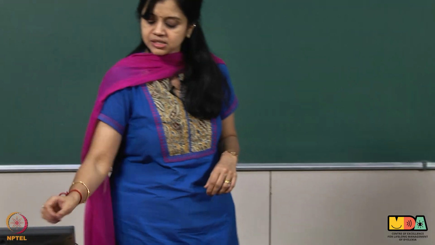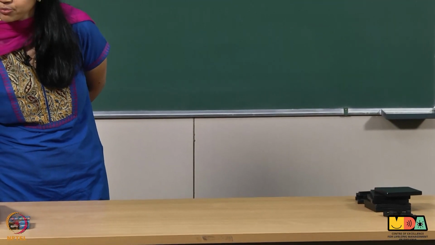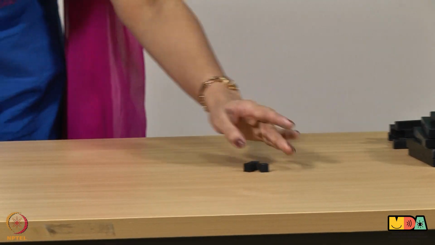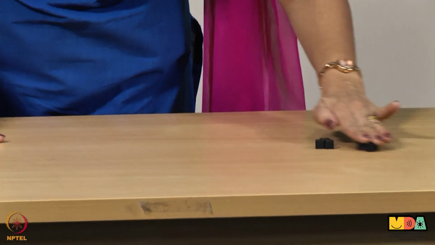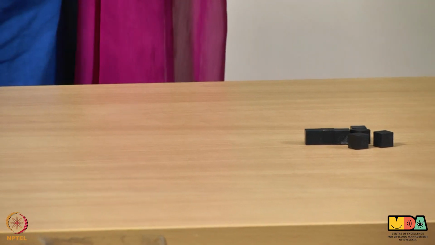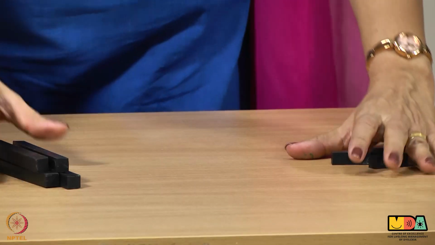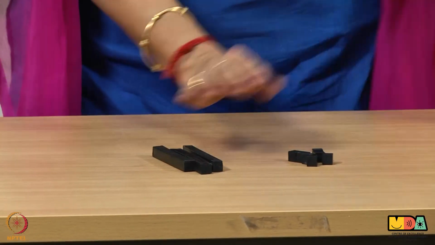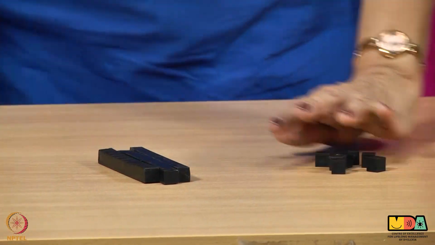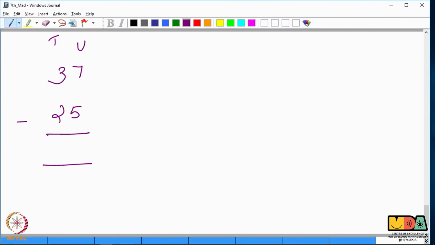Now, let us first make the children put the place value on top. Now, they need to take 7 of the cubes that will represent the units and 3 of the rods that will represent the tens. Now, these 3 rods and 7 cubes stand for 37. Ask them to look into the sign. The sign is minus. That means they have to remove or they have to take away.